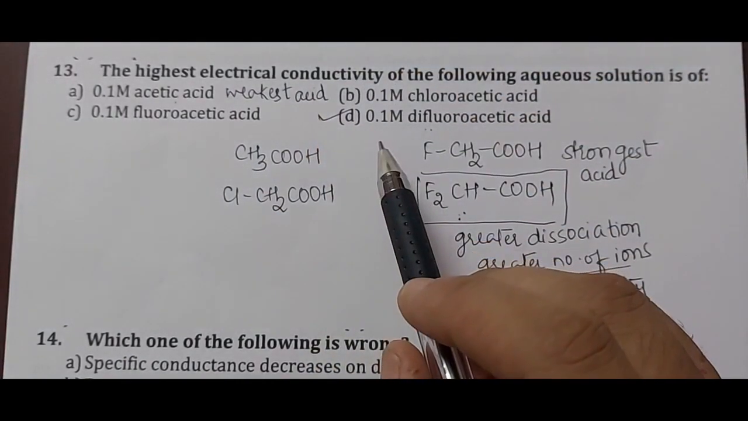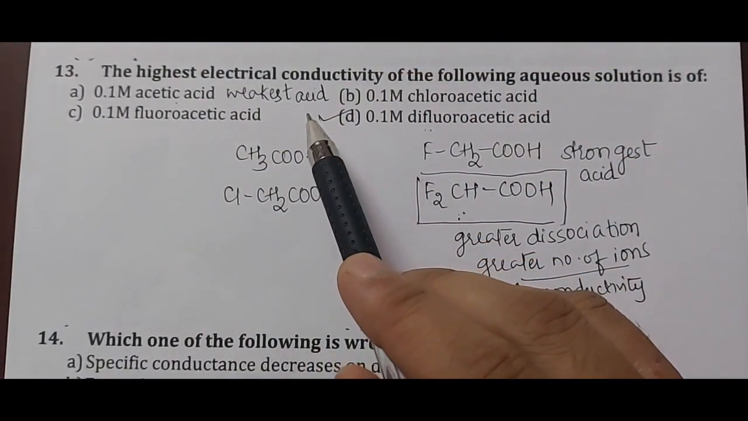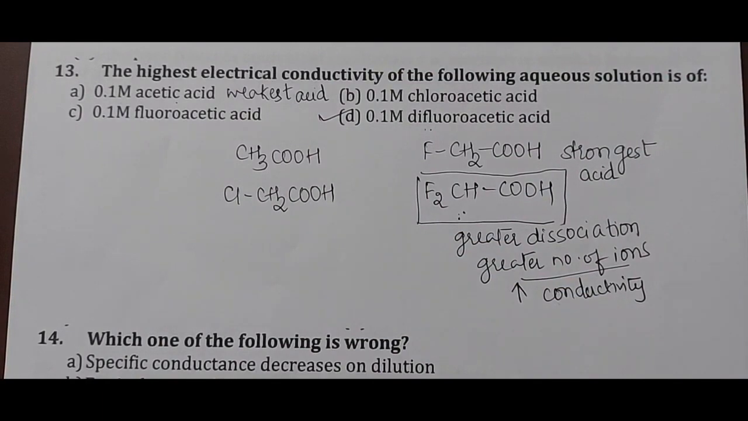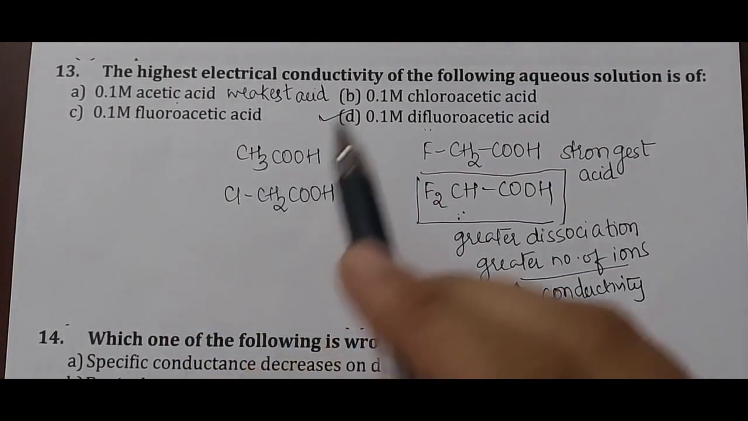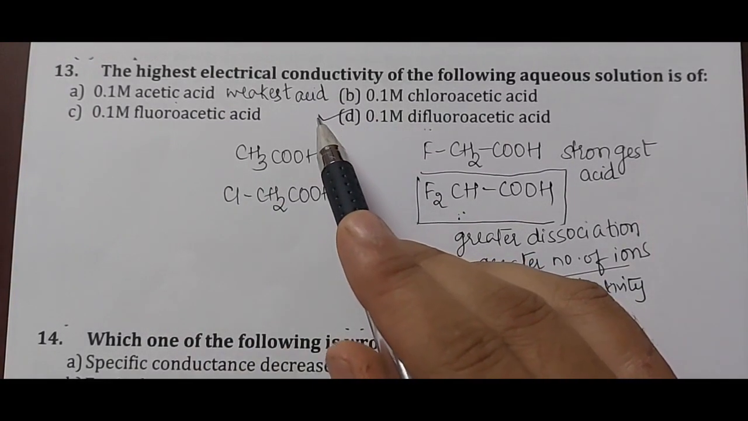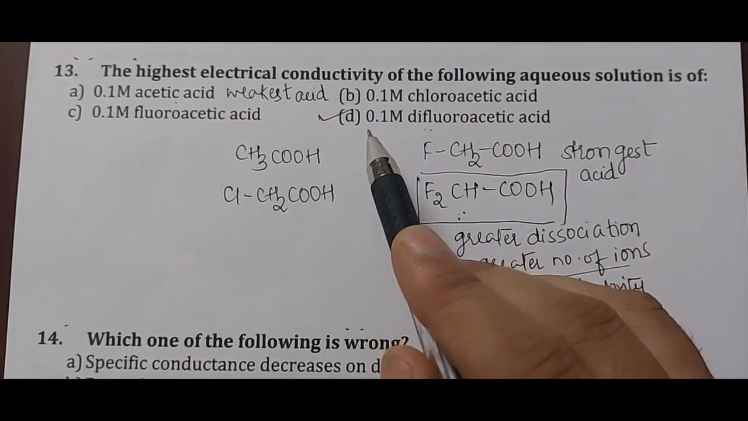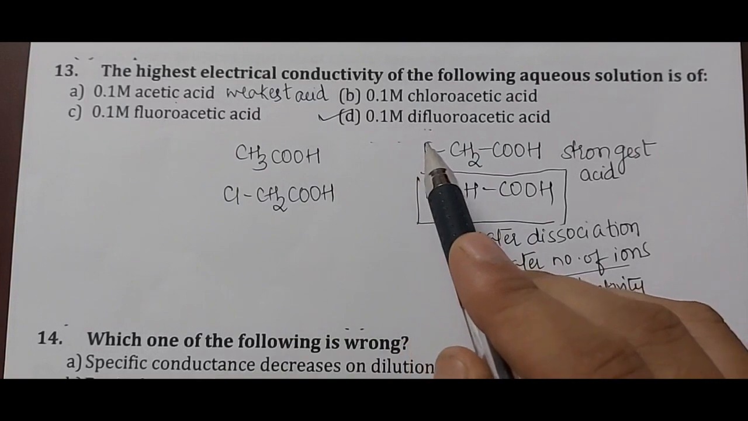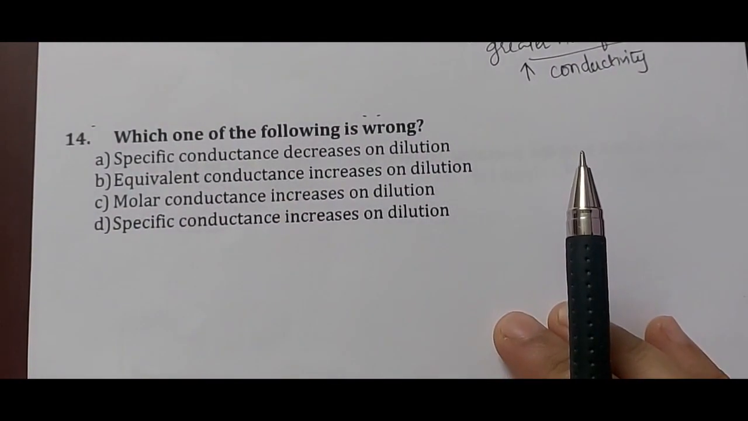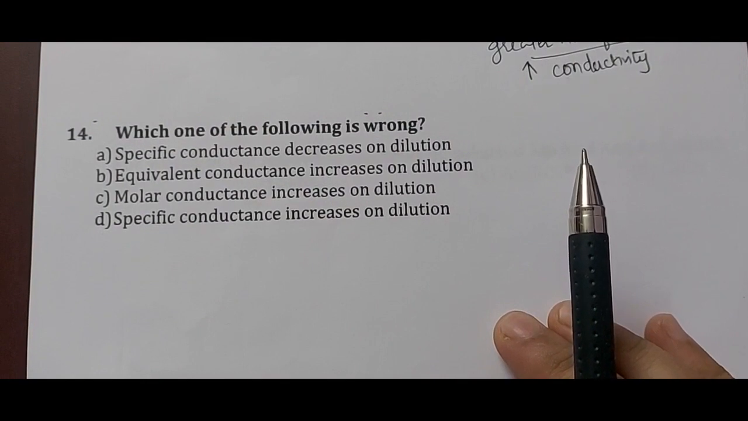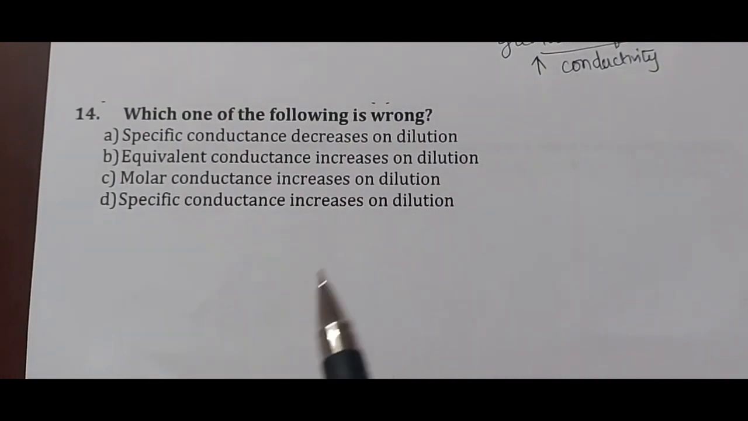So based on the concept of stronger acid and weaker acid, we can find out the highest electrical conductivity of any aqueous solution. So the correct answer for question number 13 is option D, 0.1 molar difluoroacetic acid. So we'll go with the next question. Question number 14. Which of the following statements is wrong?